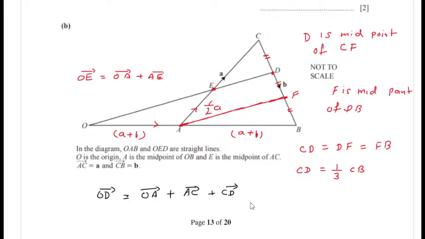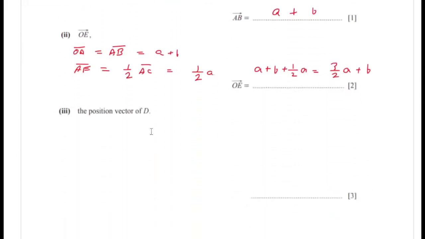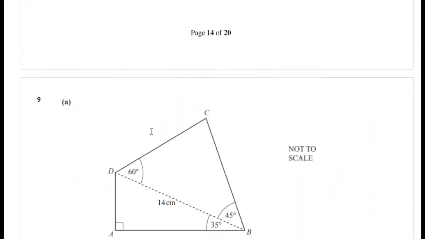Now this OA bar you all know, this is a plus b. Then AC bar again you know, this is equal to a. Then CD bar you know that this is 1/3 of CB. Now what is CB? CB is b. So what do I get? I get a plus a is 2a, and b plus 1/3 b is 4 by 3 b. So plus 4 divided by 3 times b. So this is going to be your position vector of point D. Okay, so interesting question, I will say.